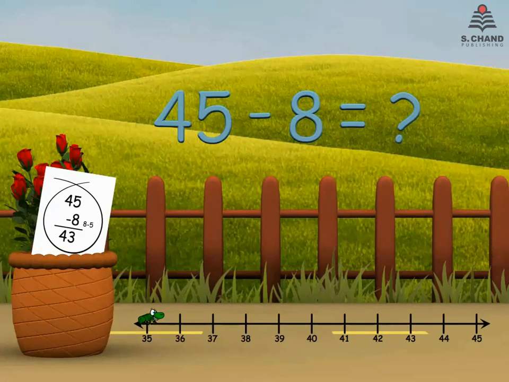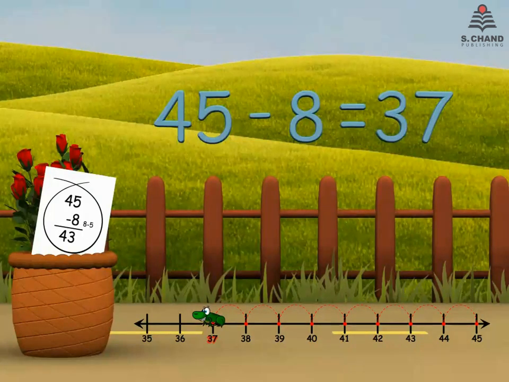Let's use a number line to check. To subtract 8 from 45, we must start from 45 and jump 8 places backwards. Where have we reached? 37. So 45 minus 8 is 37, and not 43.